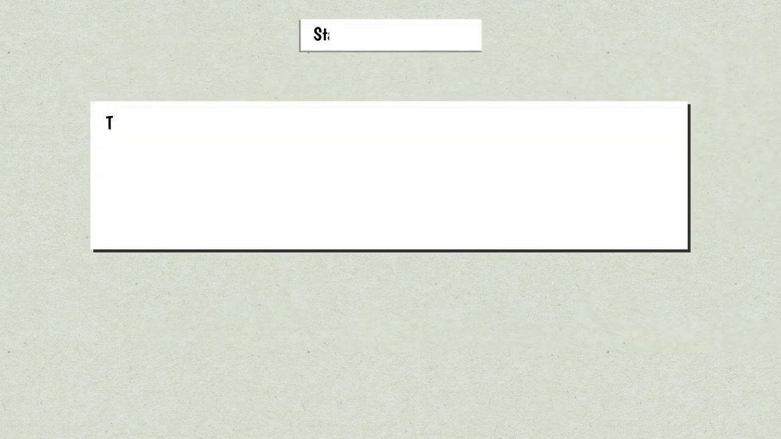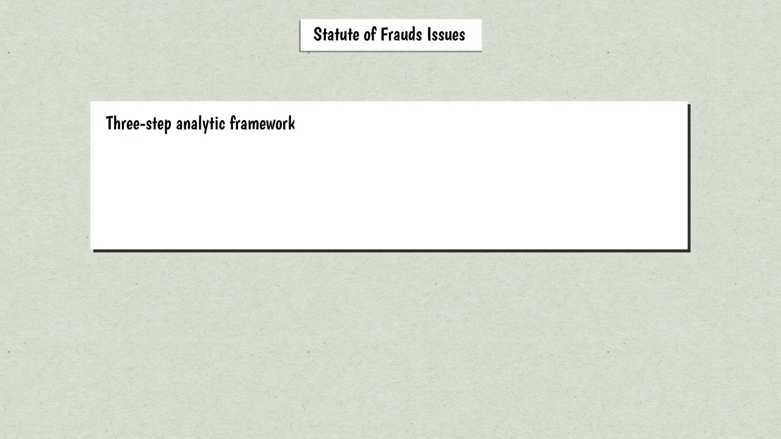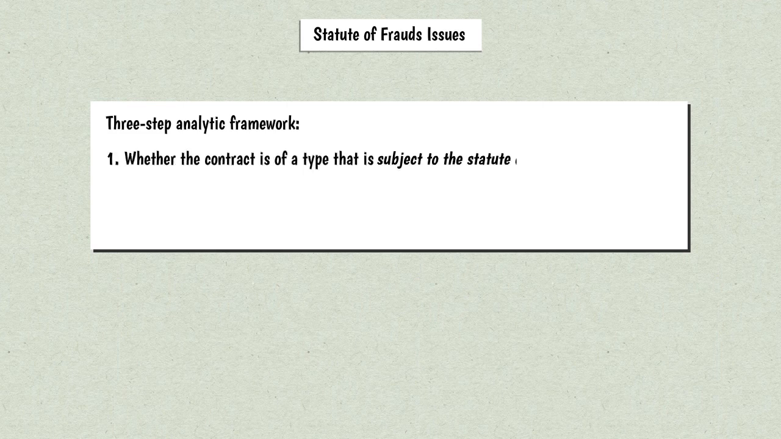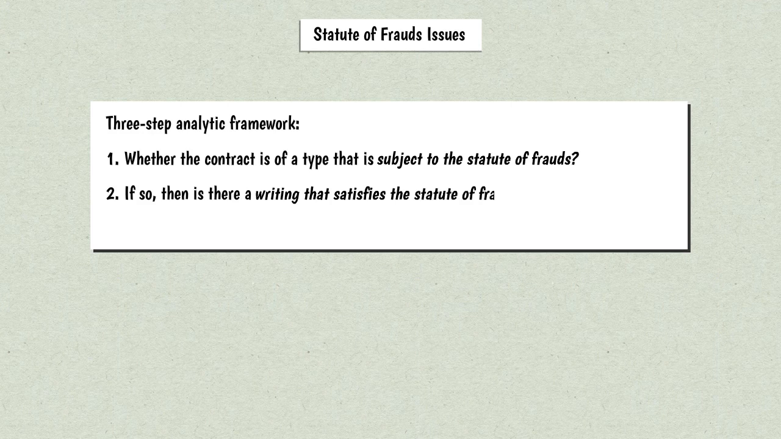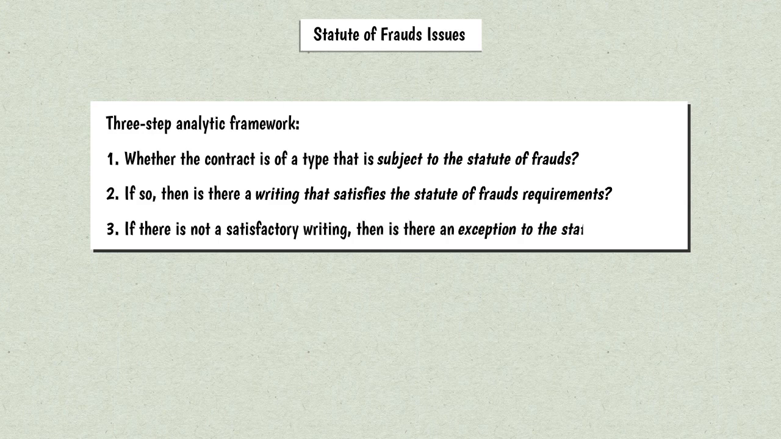Courts commonly use a three-step analytic framework to resolve Statute of Frauds issues. First, the court asks whether the contract is of a type that is subject to the Statute of Frauds. If so, then the court asks whether there is a writing that satisfies the Statute of Frauds requirements. Third, if there is not a writing that satisfies the requirements, the court then asks whether there is an exception to the Statute of Frauds that applies.